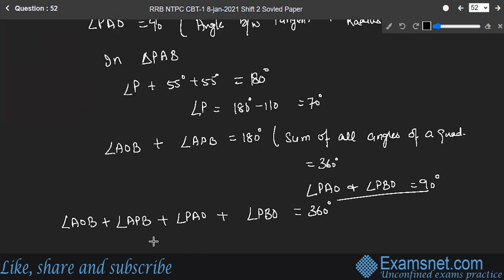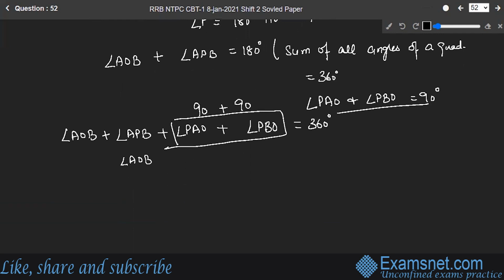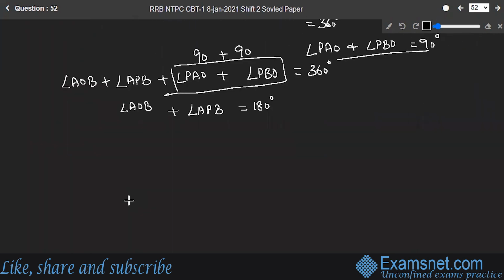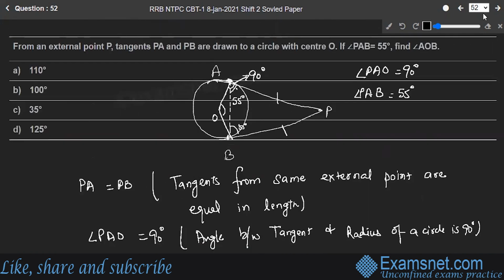Now these two angles were 90, so 90 plus 90. So angle AOB plus angle APB is equal to 180 degrees. And we just calculated angle P, which is equal to 70 degrees. So angle AOB is equal to 180 minus 70 degrees, which comes out to be 110. So the correct answer to this question is option A, that is 110.